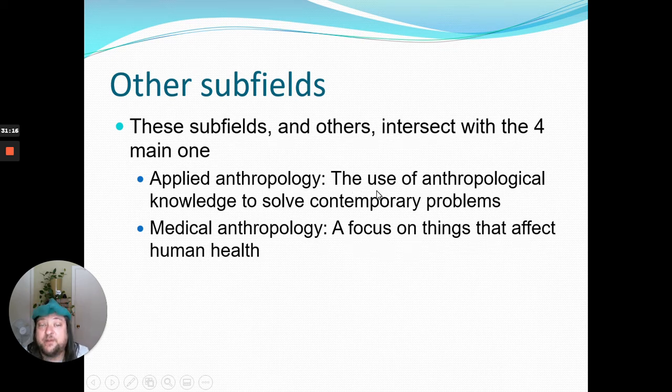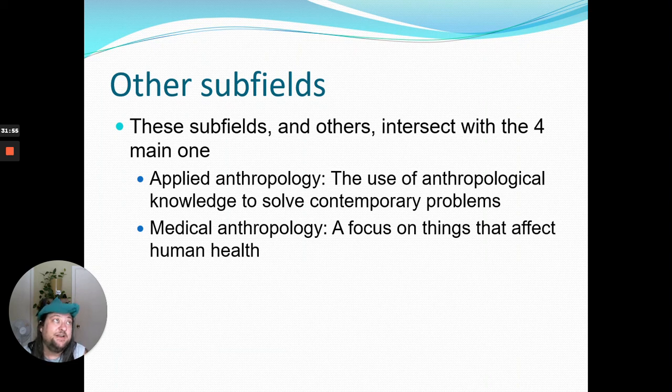So applied anthropology is a direct application of anthropological knowledge to solve contemporary problems. So, there's something going on somewhere where there's maybe a conflict between 2 different populations, or there's a population that's in conflict with their own government or something like that. Anthropologists can sometimes be useful in the sense of applying some things that we know about humanity to these specific problems, and that draws on all the subfields, or some of them. Same with medical anthropology.